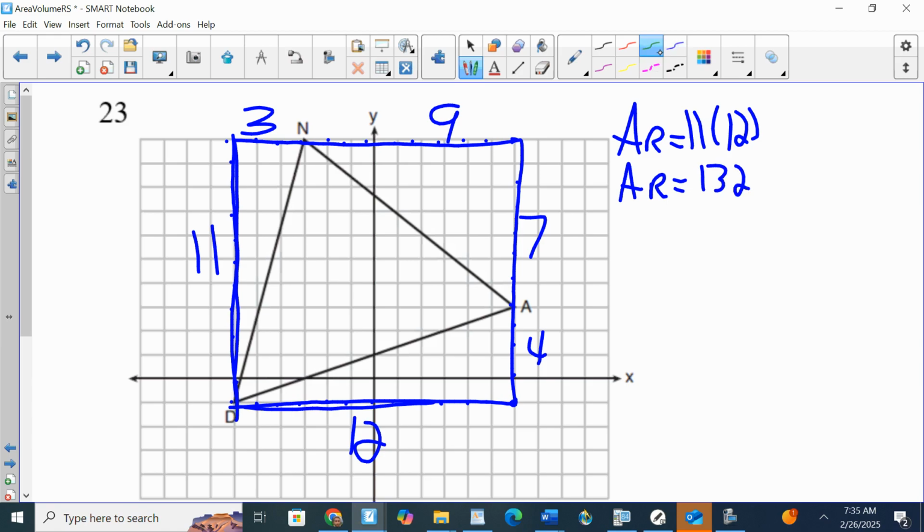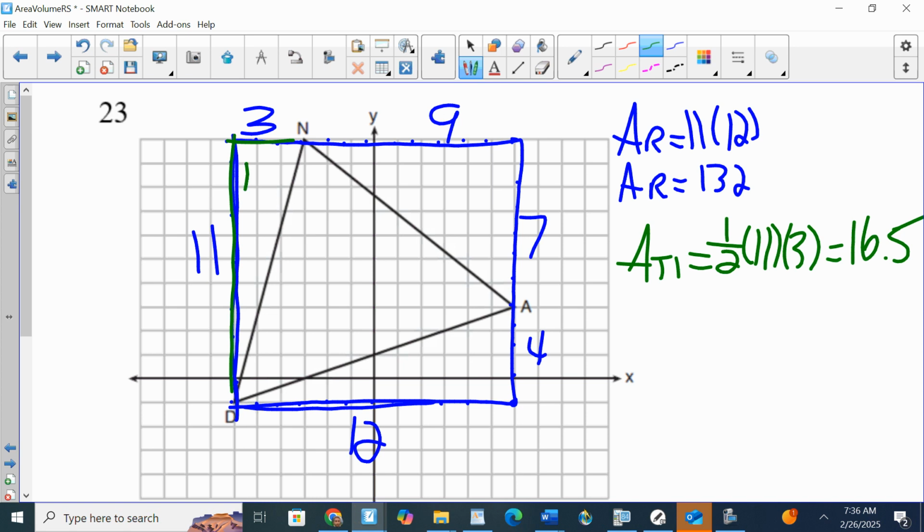Now I find the area of the triangles. Triangles, half length times width. So let's start with this one here. The length and width are 3 and 11, or base and height, whatever you want to call it. Half times 11 times 3 is 16.5, or your calculator might have given you 33 over 2. Either way is fine.